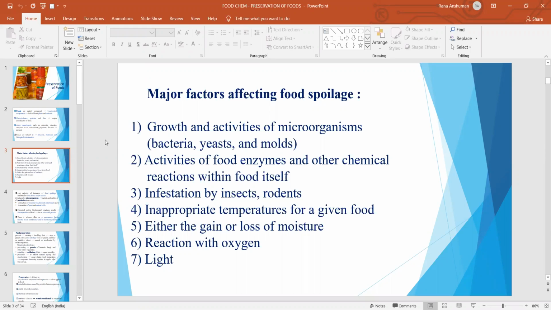Major factors affecting food spoilage include growth and activities of microorganisms, be it bacteria, yeast, or molds, activities of food enzymes, and other chemical reactions within food itself. Next one is infestation by insects, rodents, etc. Inappropriate temperatures for a given food. Next one is either the gain or loss of moisture. Next is reaction with oxygen, and last one is light. These are important factors which affect food spoilage.